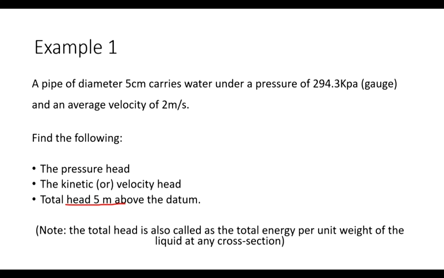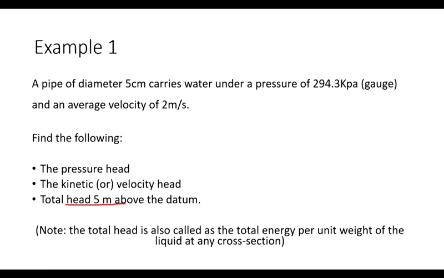So in this particular pipe, we are asked to calculate the pressure head, the kinetic, or the velocity head. They're both the same. And they have also given us that the total head is 5 meter above the datum. So the datum head is also given. I just want you all to understand something. The total head in some books is also mentioned as the total energy per unit weight of the liquid. It's quite long, so I just call it the total head. Is that okay?